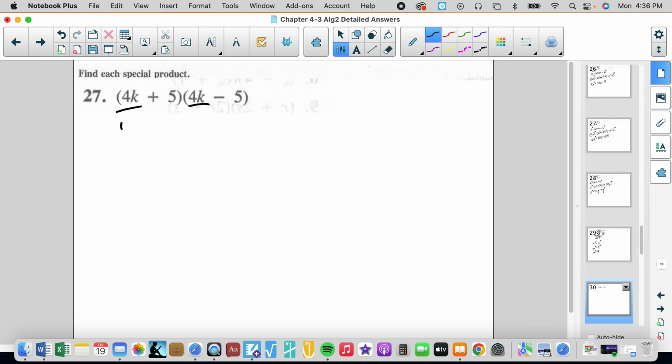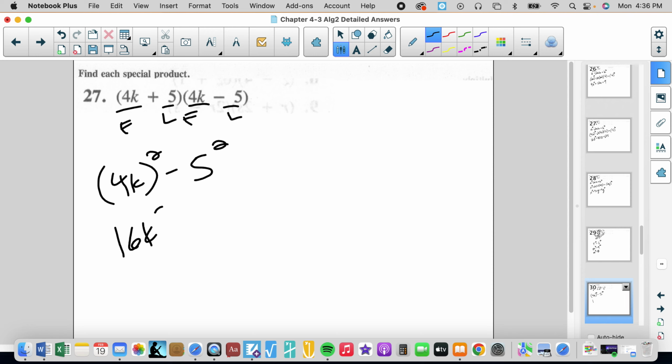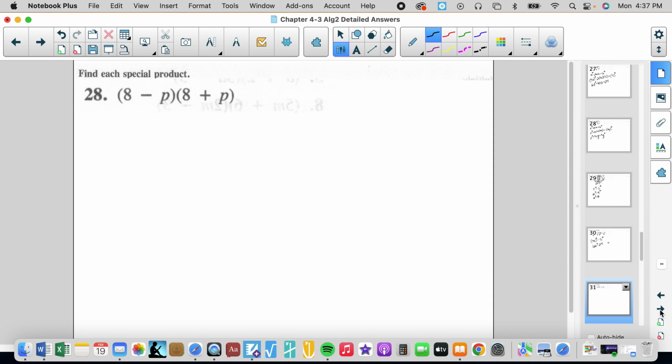So this is my firsts, 4k quantity squared minus my lasts, 5 squared, 16k squared minus 25. We always know it's going to be this, and this is how we come up with the difference of squares. There are characteristics about conjugates: two terms, subtraction, both perfect squares. That's really it. 8 squared minus p squared, 64 minus p squared.